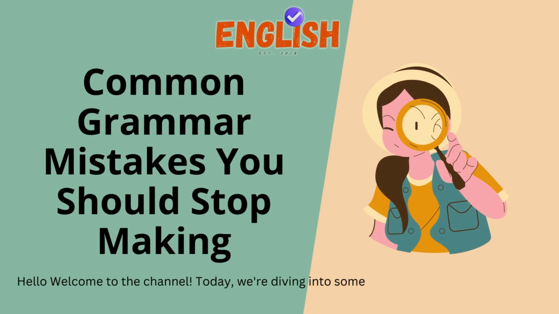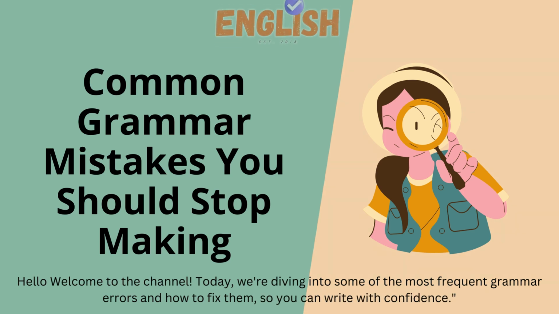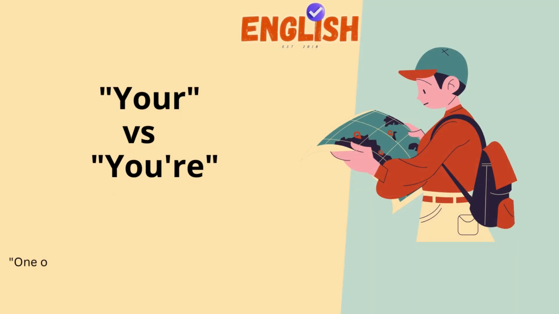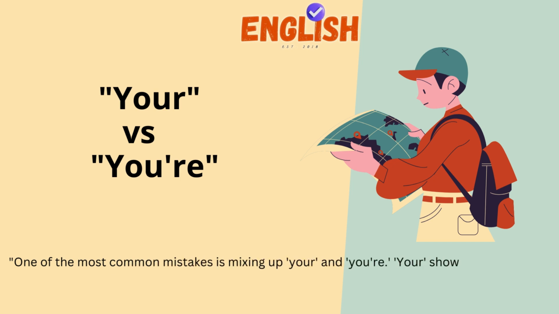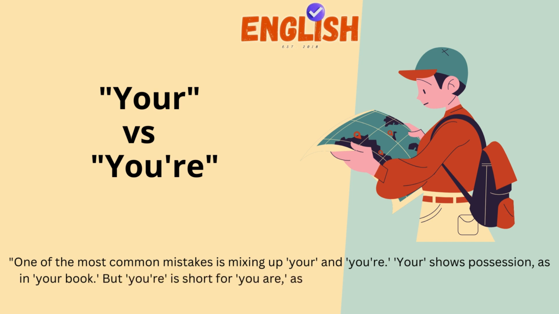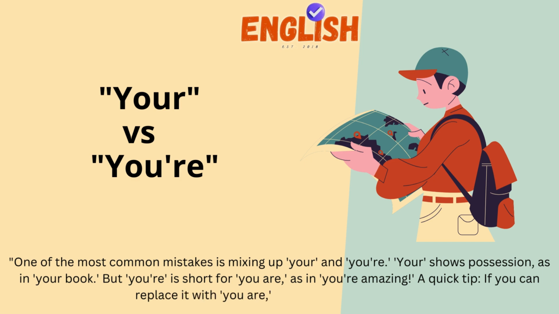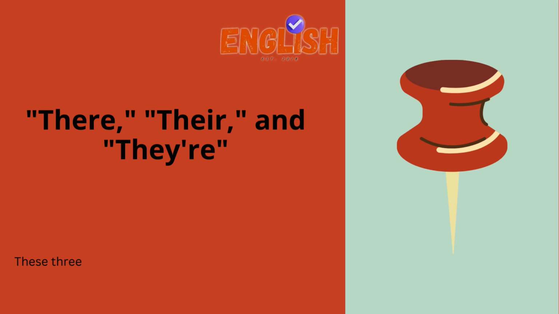Today, we're diving into some of the most frequent grammar errors and how to fix them so you can write with confidence. One of the most common mistakes is mixing up your and you're. Your shows possession, as in your book, but you're is short for you are, as in you're amazing. A quick tip: if you can replace it with you are, use you're. Simple, right?